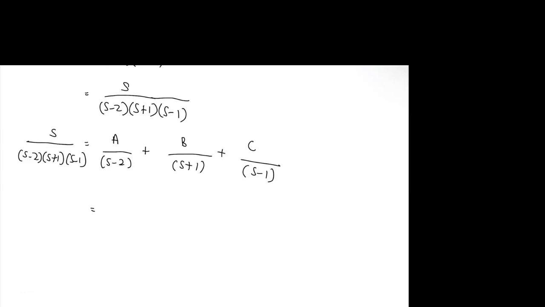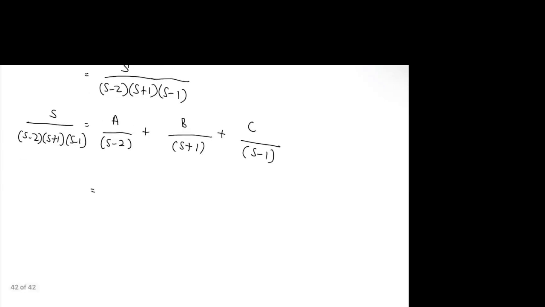Next, in order to expand this, check how to expand this fraction. First, check A. A is over s minus 2, so here you already have s minus 2. What you don't have is s plus 1, s minus 1. So A will multiply with s plus 1, s minus 1.